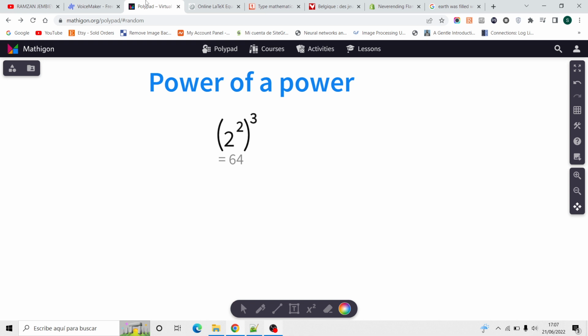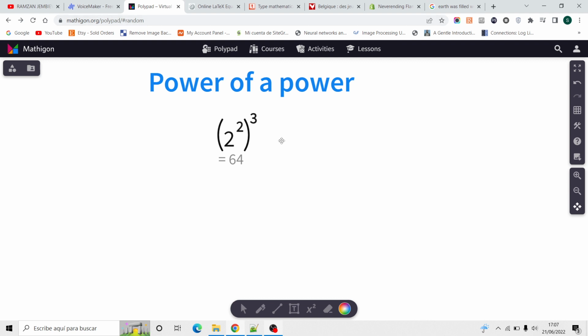So today we are going to talk about the powers once again. So we are going to see some properties of powers. So first, let's talk about power of a power.